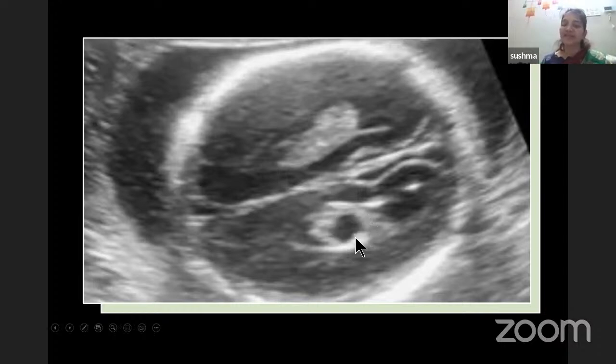And a choroid plexus cyst, if it is isolated and not associated with any other major or minor structural defect, is a common finding. It is a normal variant. But you should not call it an isolated choroid plexus cyst until a detailed anatomical survey has been done and no other abnormalities are detected. Only then do we call it an isolated choroid plexus cyst, and the prognosis is very good.